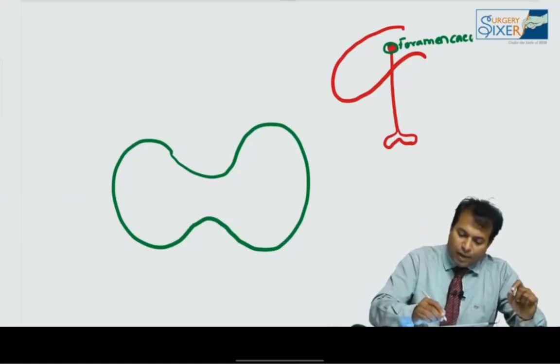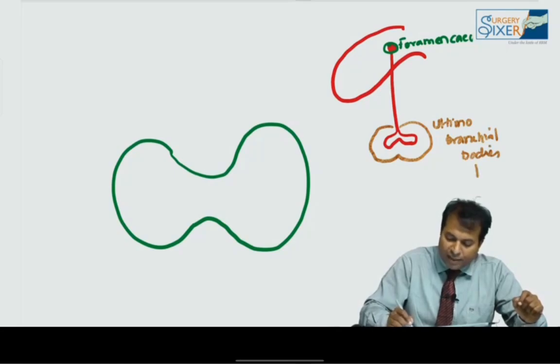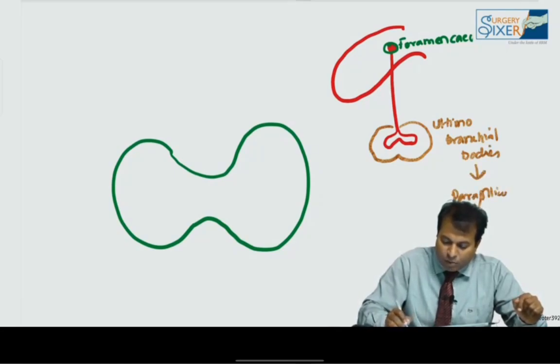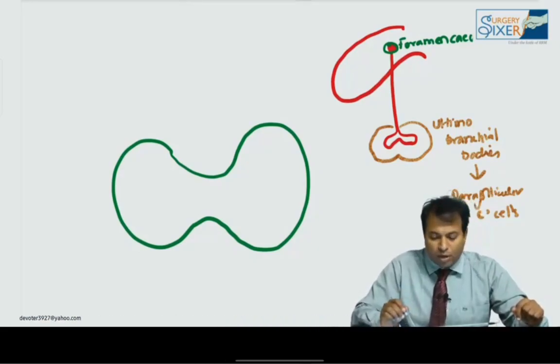Now, at this point, I want you to know there are certain bodies known as ultimobranchial bodies. From these ultimobranchial bodies, we get another cell known as the parafollicular C cell. Remember, the parafollicular C cells are derived from the ultimobranchial body. So please remember this anatomy.